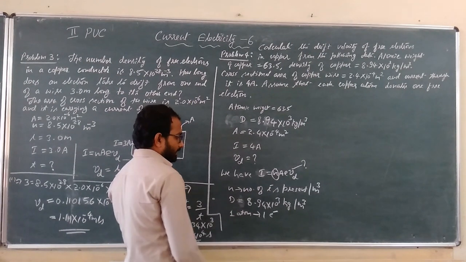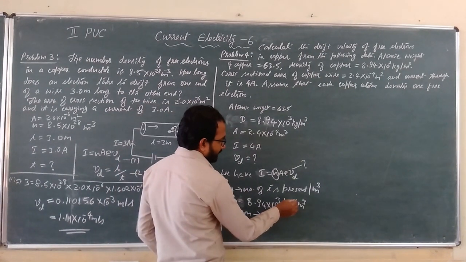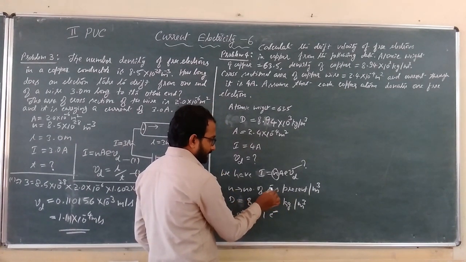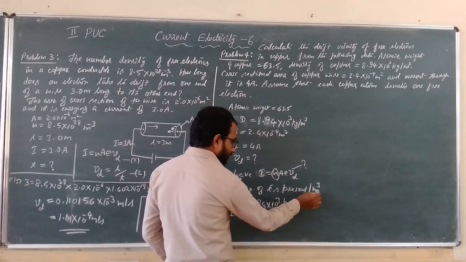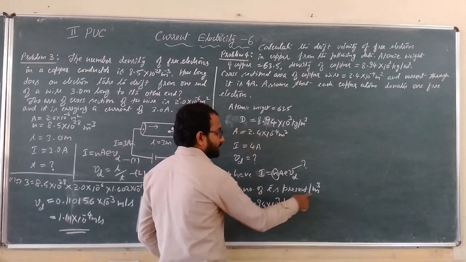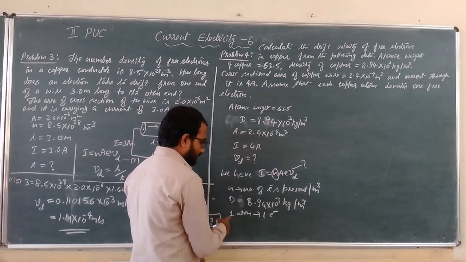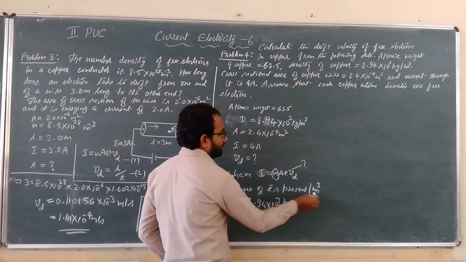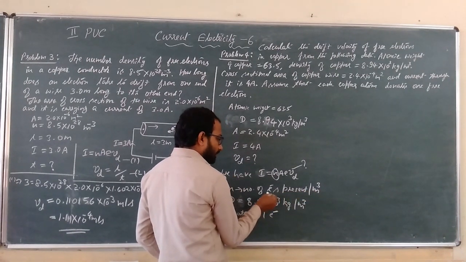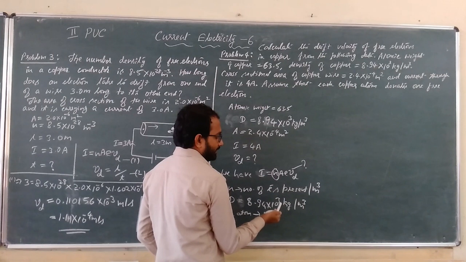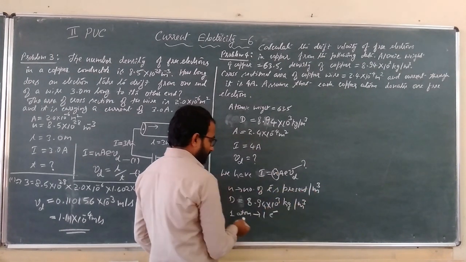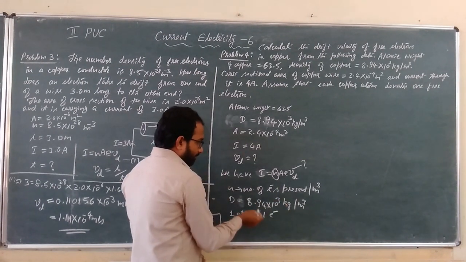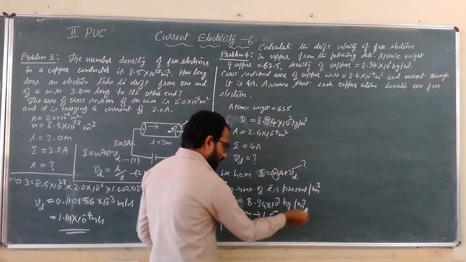Okay, first calculate the number of atoms present per unit volume. If I calculate the number of atoms present per unit volume, I can calculate the number of electrons present per unit volume, because it is given that one atom donates 1 free electron. That number itself is the number of free electrons present per unit volume, because one atom gives 1 free electron.